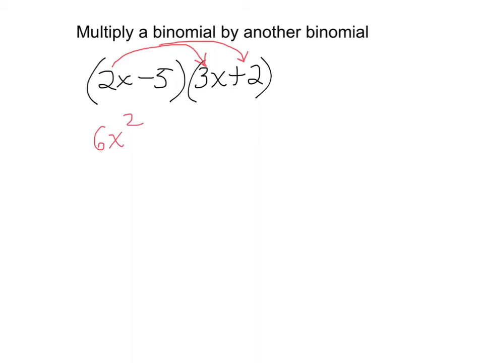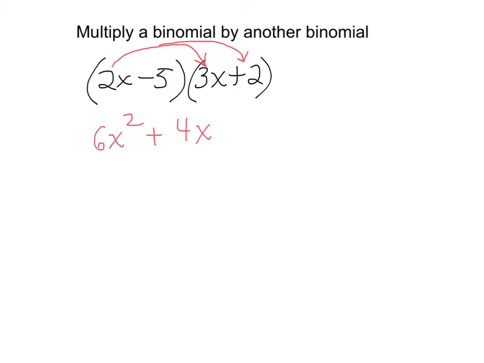And then we're going to do the 2x times the 2, and it's a positive 2, just like we did before. We're looking at the signs to the left, and it's a positive 2 times a positive 2. So we're going to have another positive 4x. And that's how you would push through the 2x to both terms in the second quantity.